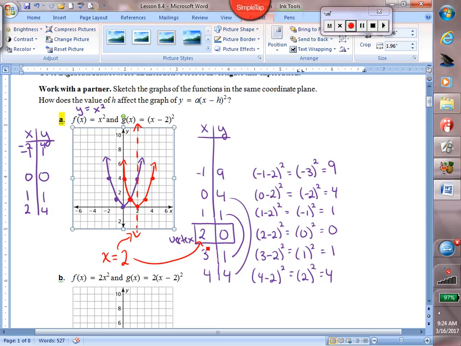So now that we've graphed our function, what does subtracting 2 inside those parentheses, part of that squared term, what does that do? The purple graph and the red graph, they seem to be the same graph, just in different places. The red graph has really been moved to the right 2.